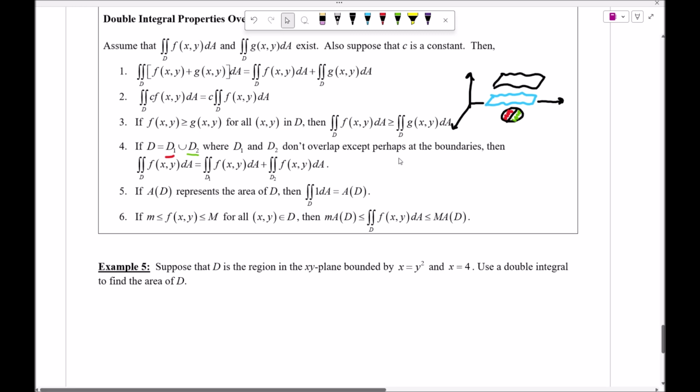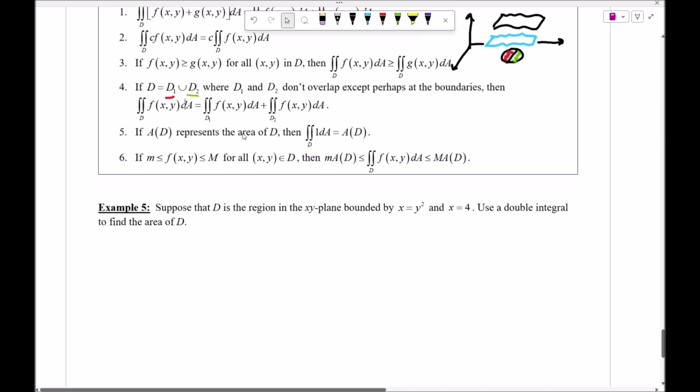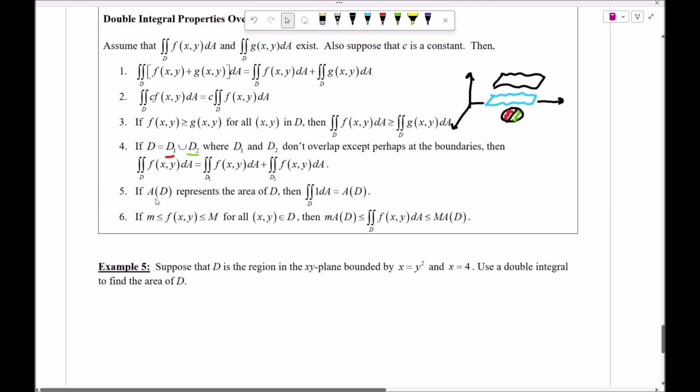So again, all these properties should make a lot more sense if you're thinking about them as volume properties. The last 2 properties here are also really important. Property number 5, if we are looking for the area of D, and remember that's what we mean by this notation here, A of D. If I wanted the area of this circle, then I could easily find that by just integrating the landscape of 1. And we talked about this in the last section with the very first example, where we said that if I was ever integrating the surface z equals 1 over any region, then what that would automatically tell me is the area of my region.